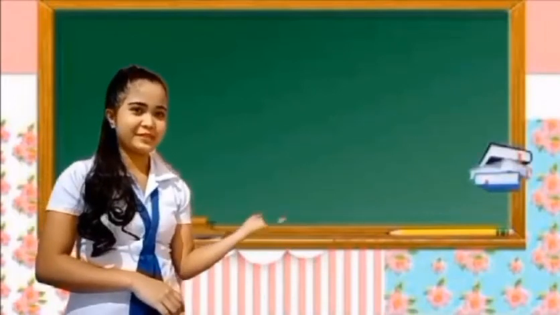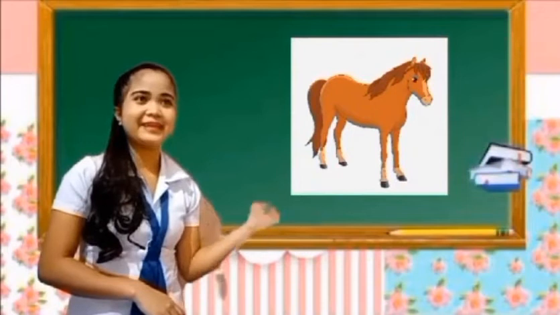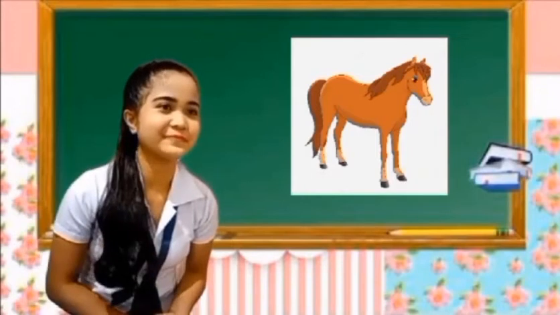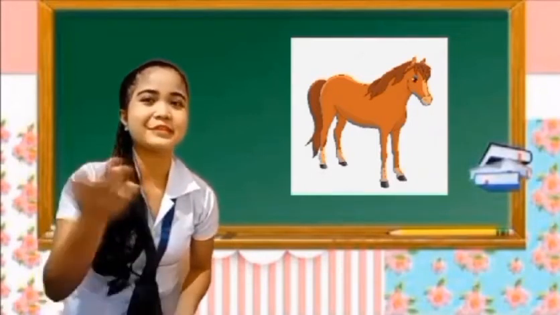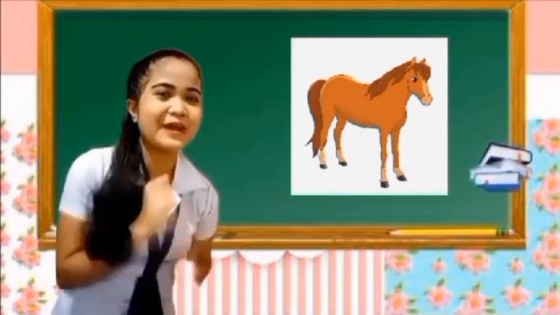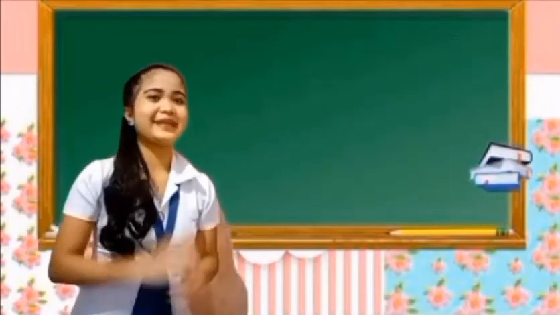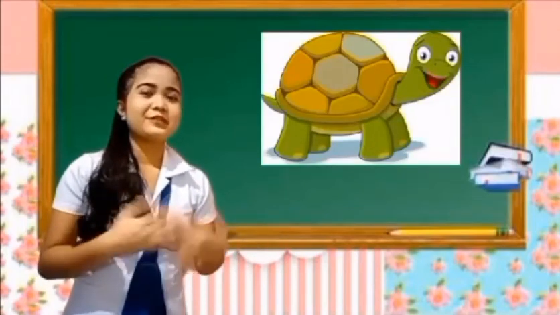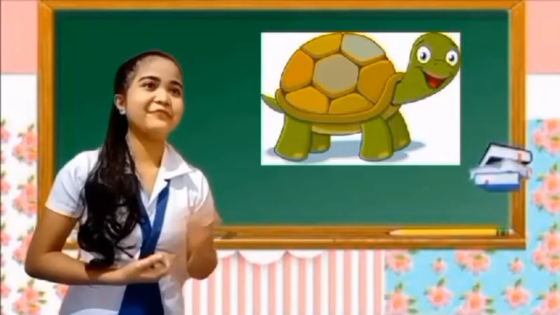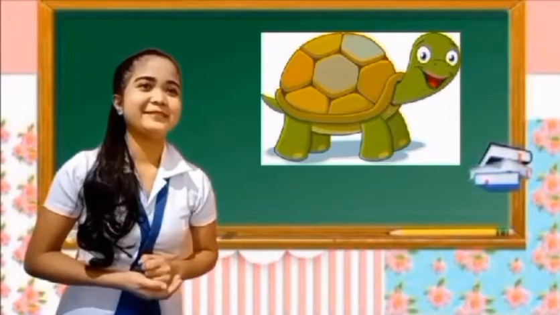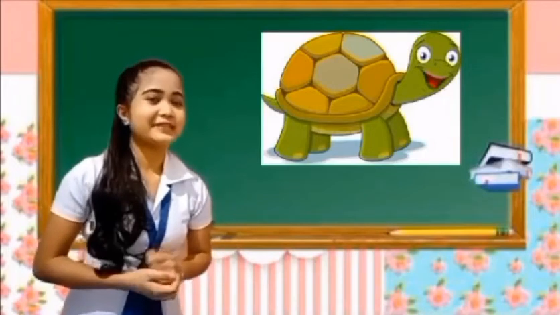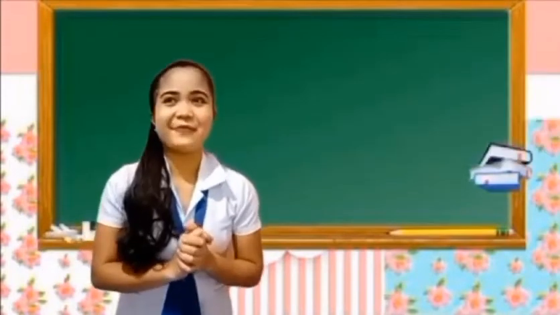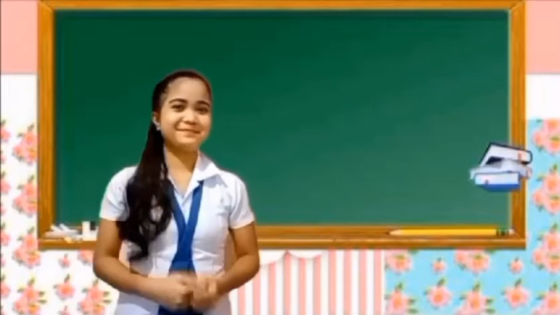Next picture. What kind of animal is this? Okay, a horse. Very good. So how does a horse move? Yes, Rose. Okay, the horse moves very fast. Very good. Next picture, we have a turtle. So how does a turtle move? Yes, TJ. Okay, very good. A turtle moves slow.